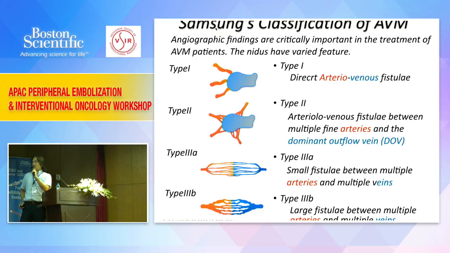Type 2 is the arteriovenous shunt between multiple feeding arteries and a dominant outflow vessel: very fine, numerous arteries shunting to the dominant outflow vein. Type 3A is a small fistula between multiple arteries and multiple veins, and type 3B is a large fistula between multiple arteries and multiple veins. So here is the nidus. The nidus is the shunting between the artery and the veins. So around here is the nidus.